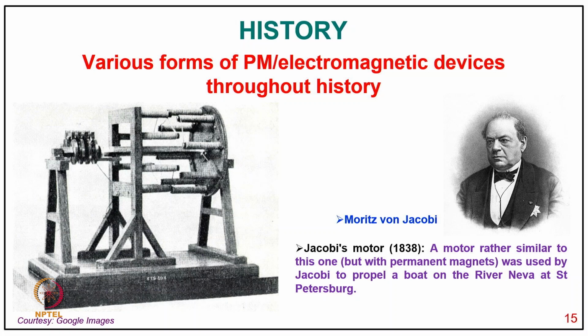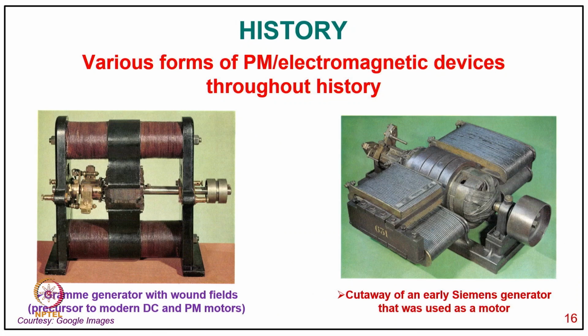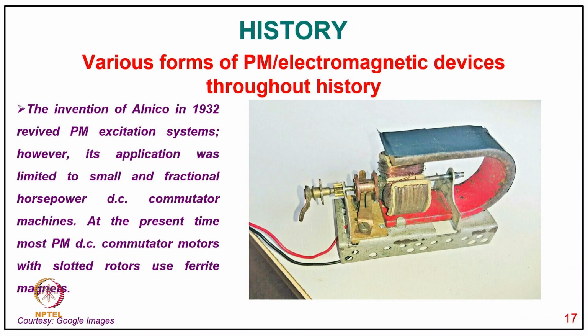And typically Jacobi's motor, which he invented in 1838, a motor rather similar to this one but with permanent magnets, was used by Jacobi to propel a boat on the river Neva at St. Petersburg. And of course, this is another Gramme generator with the field on modern DC and PM motors. Then another cutaway of an early Siemens generator that was used as a motor. Then the invention of Alnico in 1932 revived permanent magnet excitation systems. However, its application was limited to small and fractional horsepower DC commutator machines. At present, most PM DC motors with slotted rotors use ferrite magnets.